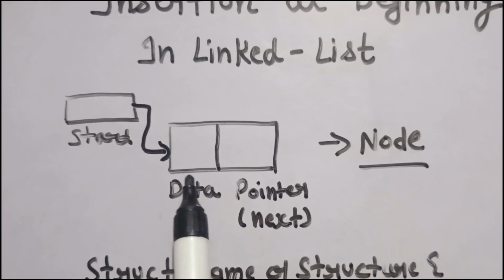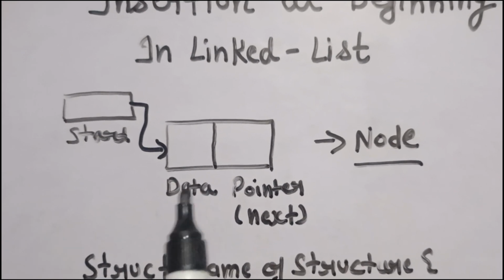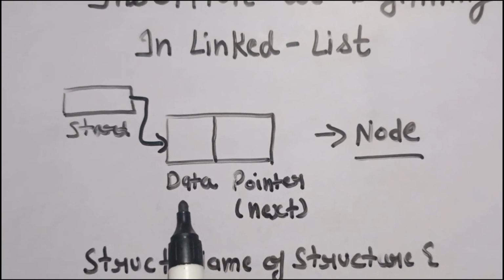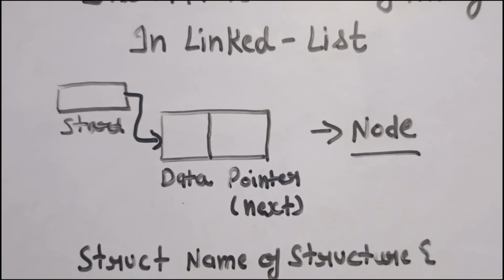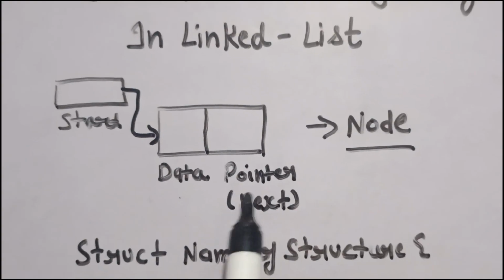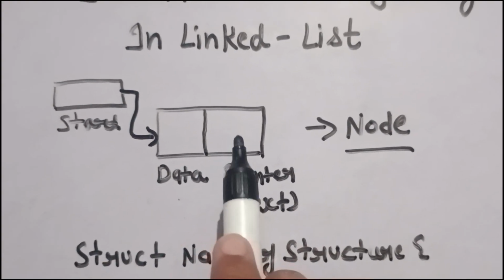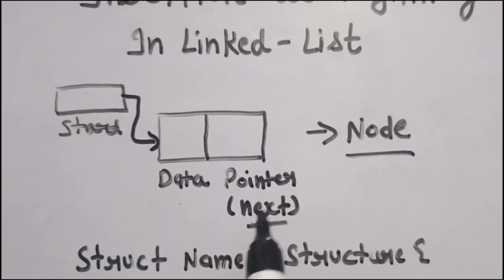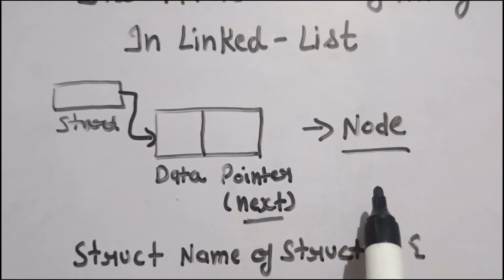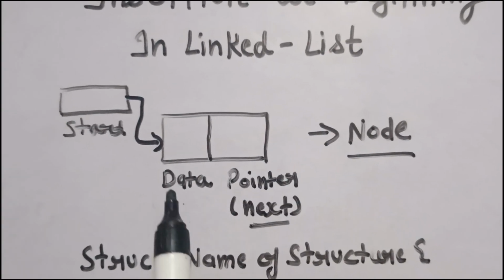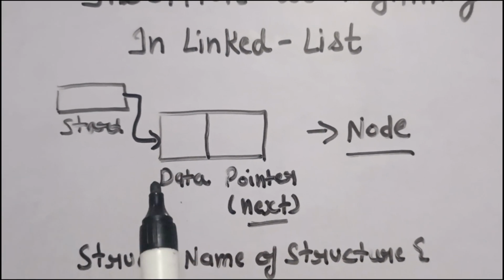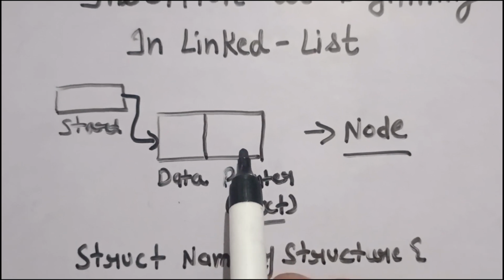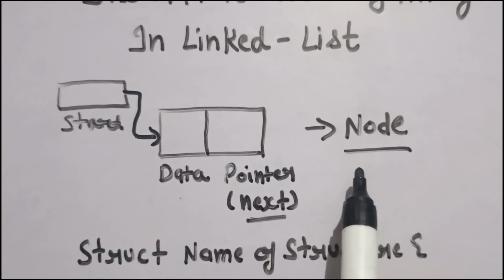In the data part we can insert any type of data, like an integer or a character, any kind of data we can store in this data part. The next part is the pointer. I am naming this pointer next, which will store the address of the next node. So in the data part we can store any type of data, and the pointer is going to store the address of the next node.